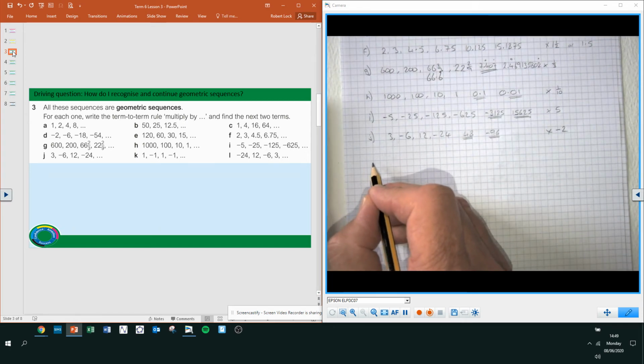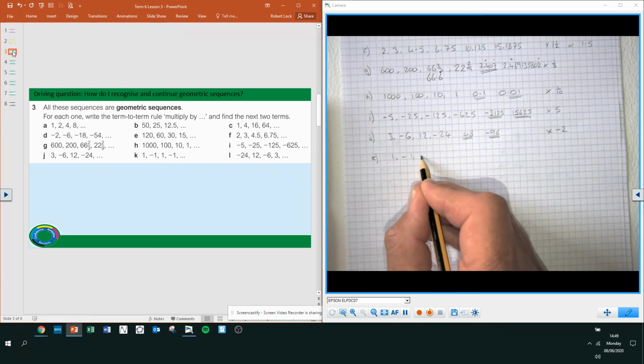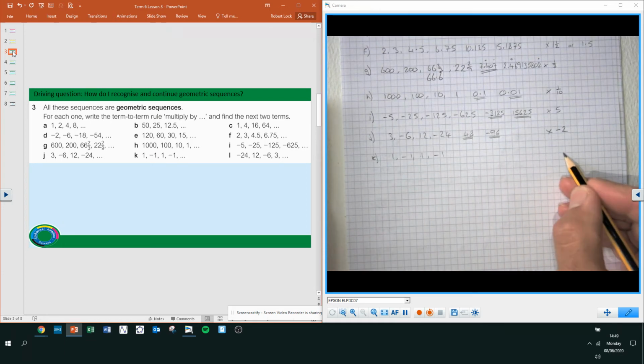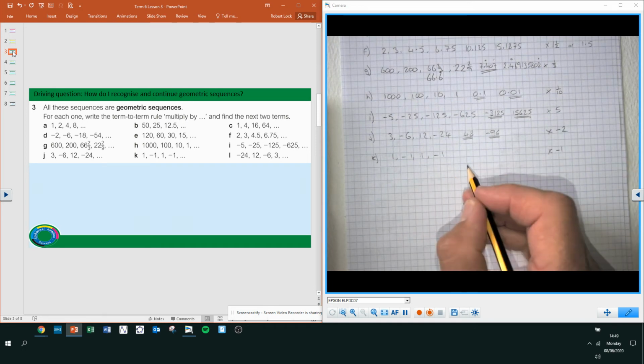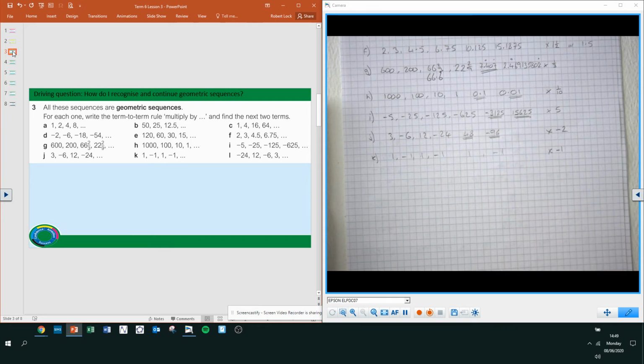I, J, K. 1, minus 1, 1, minus 1. We're timesing by minus 1. So the next one will be 1, minus 1. 1 times 1 is 1, minus 1 times minus 1 is 1.